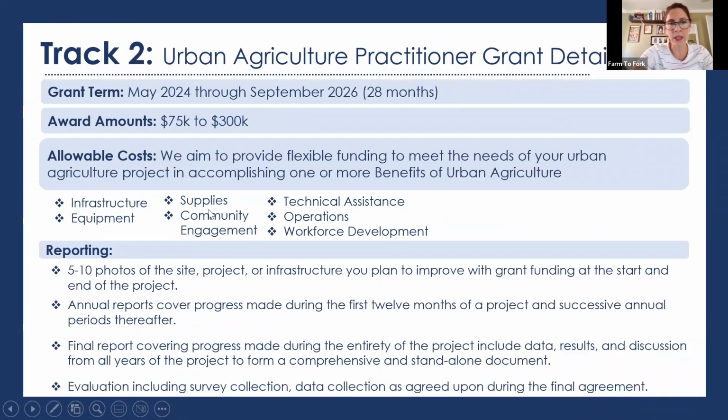The grant term also ends in September of 2026. That means the awardees will have until September 2026 to spend down their awards. The award amount for this track is between $75,000 to $300,000. The allowable expenses are anything within the realm of infrastructure, equipment, supplies, community engagement, technical assistance, operations, and workforce development. There is a more comprehensive list in the request for applications document, which is available on our website.